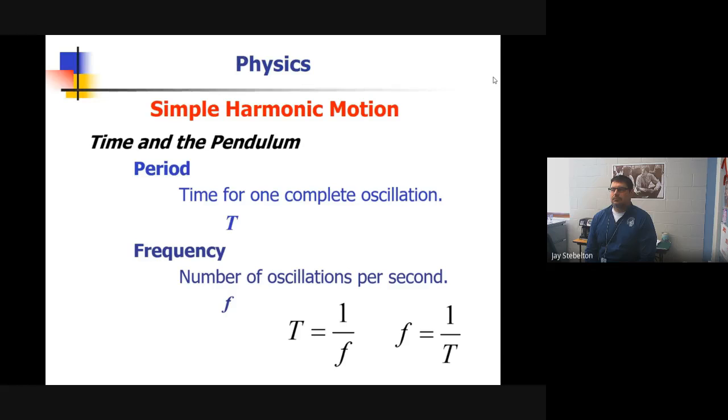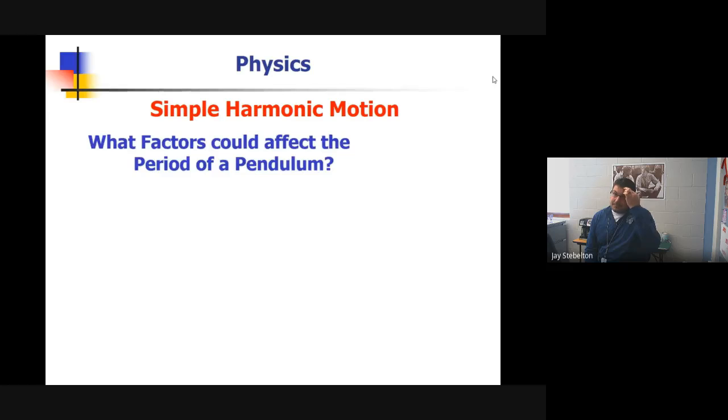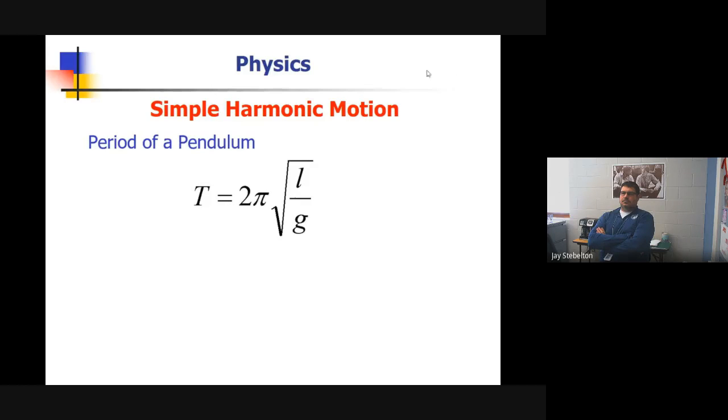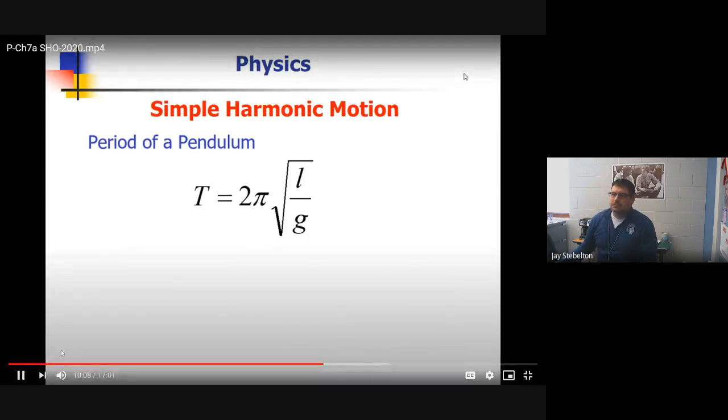Well, Galileo looked at his swinging chandelier and wondered what factors could affect the period of a pendulum. He goes home to experiment and finds out which things directly affect the period. With that big chandelier, you would think it has to be the mass. Heavy things have to swing faster than light things. Well, no, as it turns out, the period only depends upon the acceleration of gravity and the length. T is 2 pi times the square root of L over g.